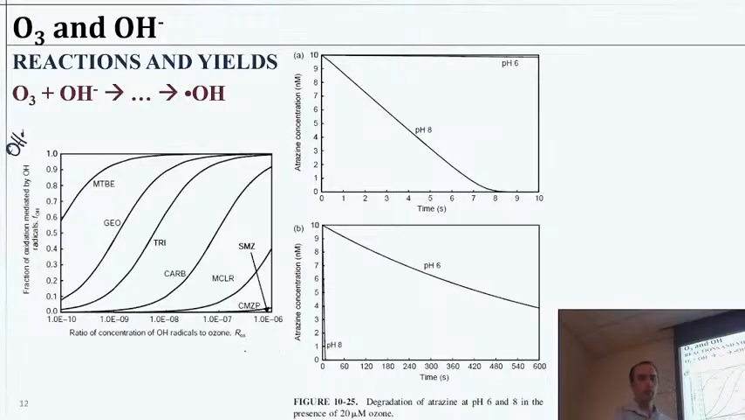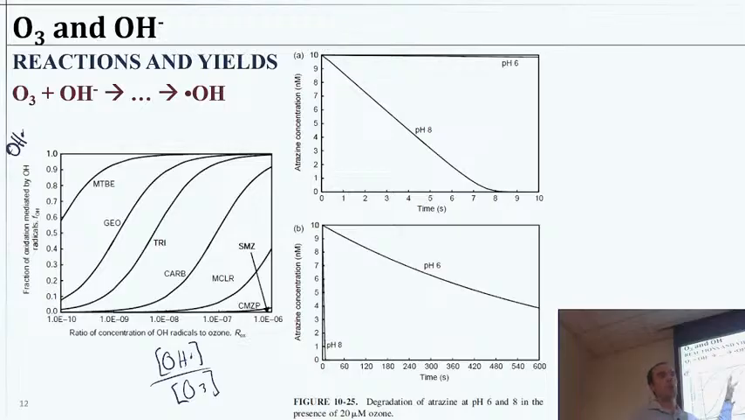So this would be on the x-axis, we have OH dot divided by ozone. So the more hydroxyl radicals we have, the further right we go, and the more accomplished by hydroxyl radicals, the higher we go. So if we're really, really low, our hydroxyl radicals are really not doing much, even if we have a lot of them.